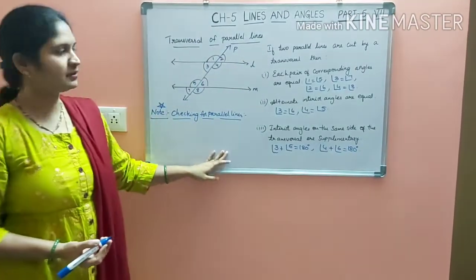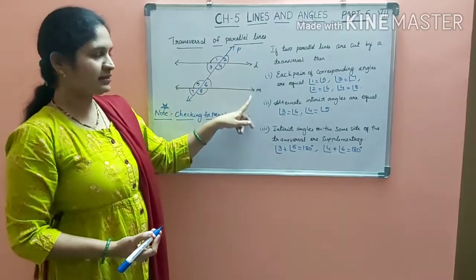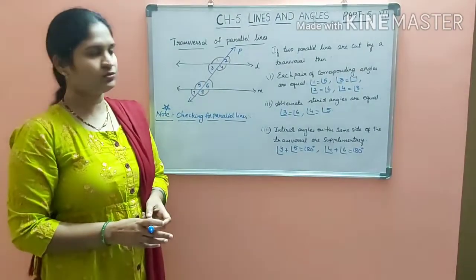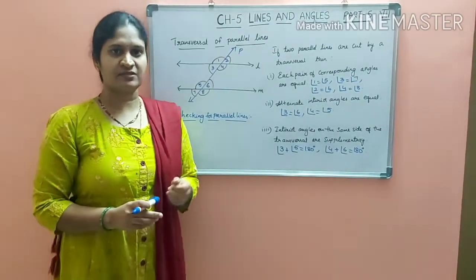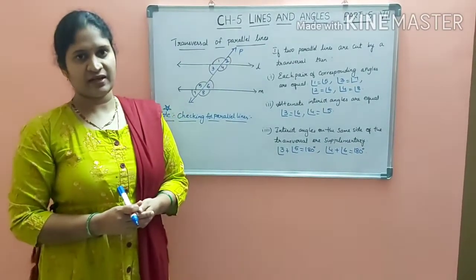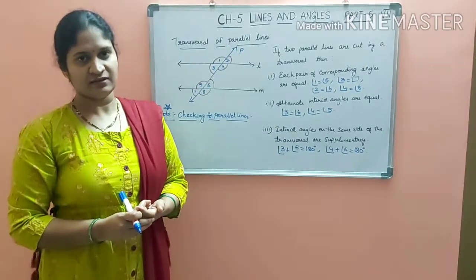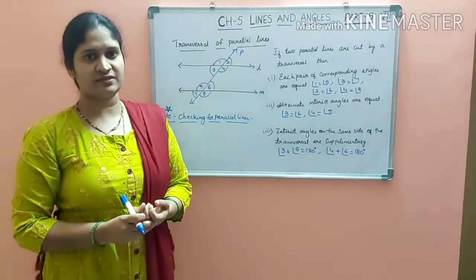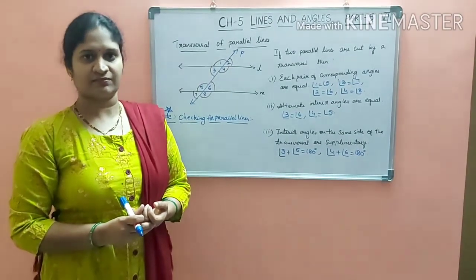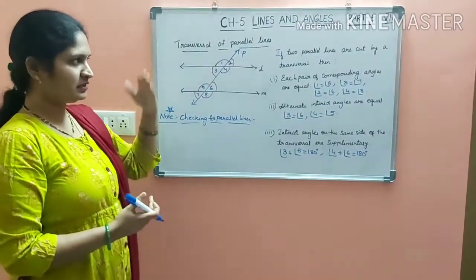Is this clear children? Let me repeat one more time. If two parallel lines L and M, a transversal passes through these two parallel lines, we have the following facts. First one, each pair of corresponding angles are equal. Second one, alternate interior angles are equal. Last one, interior angles on the same side of the transversal form supplementary. Is this clear? Now, we will have a reverse.